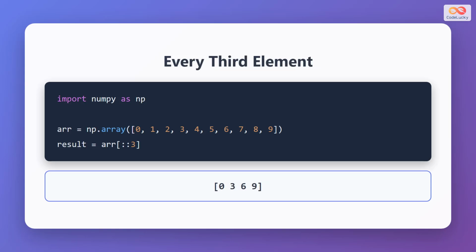Similarly, we can select every third element by using a step value of 3. With the same array from 0 to 9, using ::3 returns 0, 3, 6, and 9. Each selected element is 3 positions apart from the previous one.